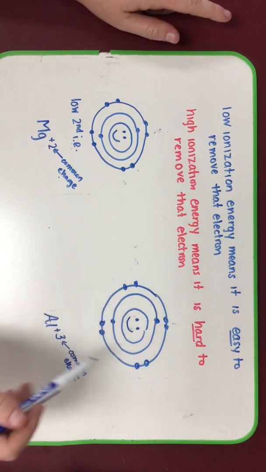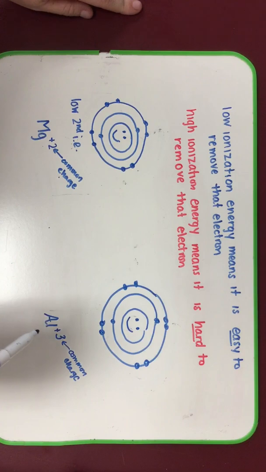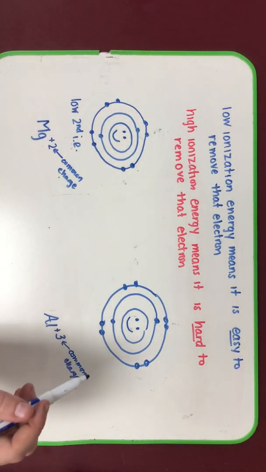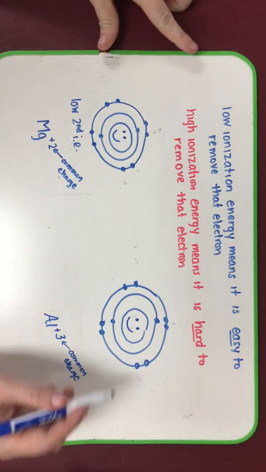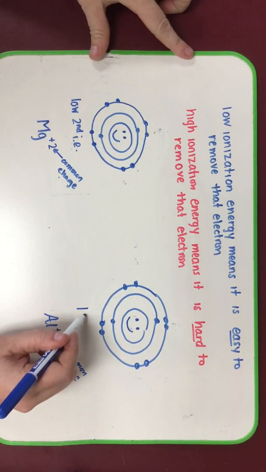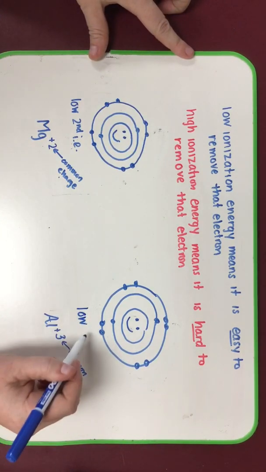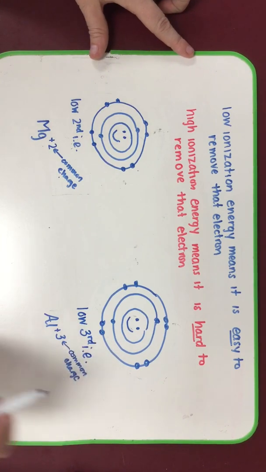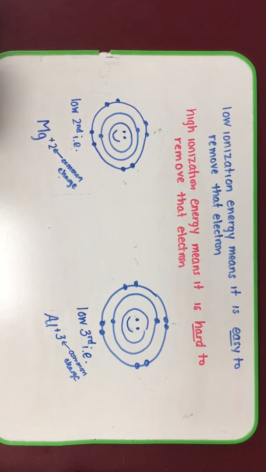Since removing the third electron made aluminum stable, it's not going to require much energy to do that. It wants to lose the third electron. So elements in group 13, like aluminum, are going to have a low third ionization energy when we compare them to the other elements within their period.